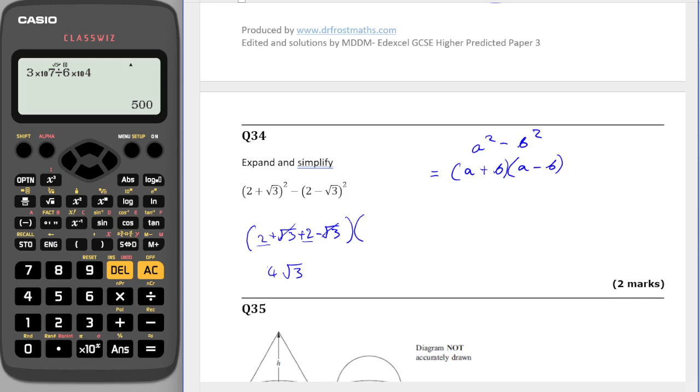Sorry, no, root 3 minus root 3 is 0, so I've got 4 on the first bracket. For the second bracket, I'm going to have 2 minus 2 is 0, root 3 minus minus root 3 is 2 root 3. There we go, that's better. So that should have been 2 root 3. So that's going to give us 8 root 3.